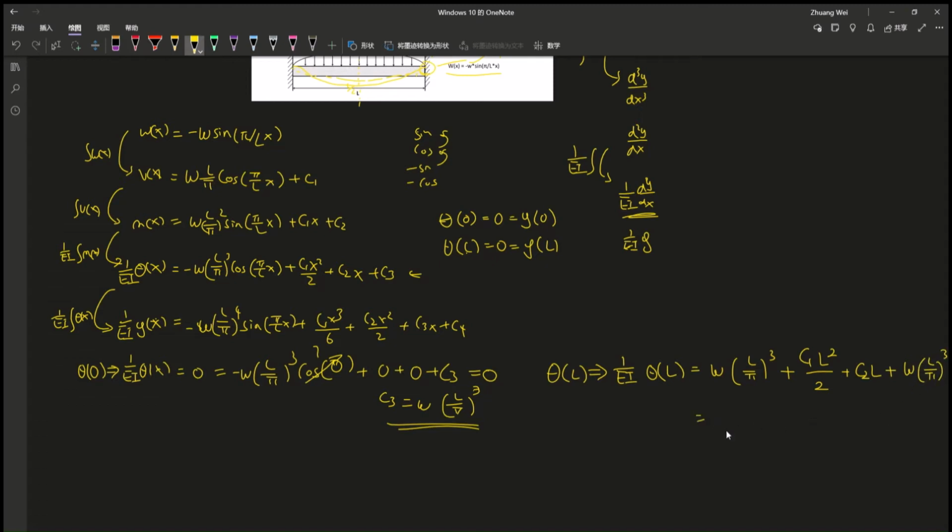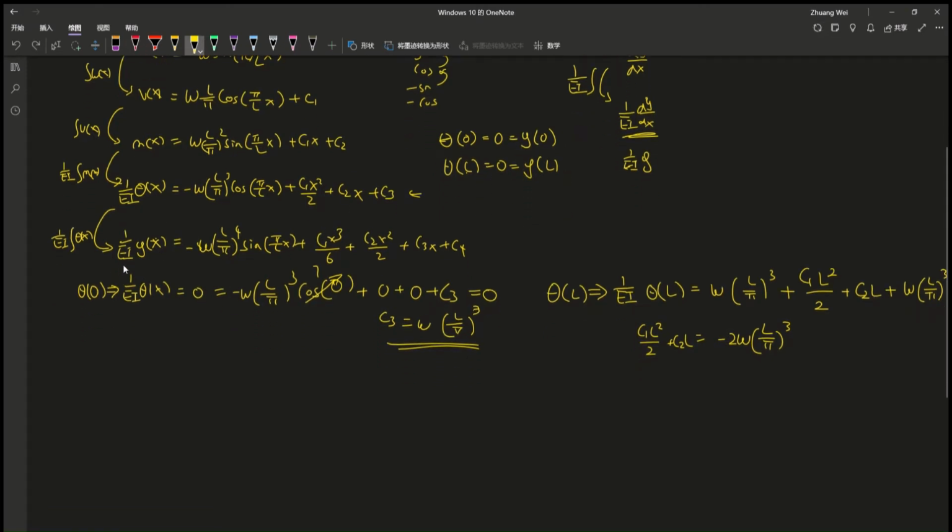So now we can figure this out. You can say, okay, C1 times L to the power of 2 over 2 plus C2 L gives you negative 2W L over pi to the power of 3. So now it's 2 unknowns in one equation. That's not enough, but don't panic. Okay, we have 2 more conditions that haven't been applied yet.